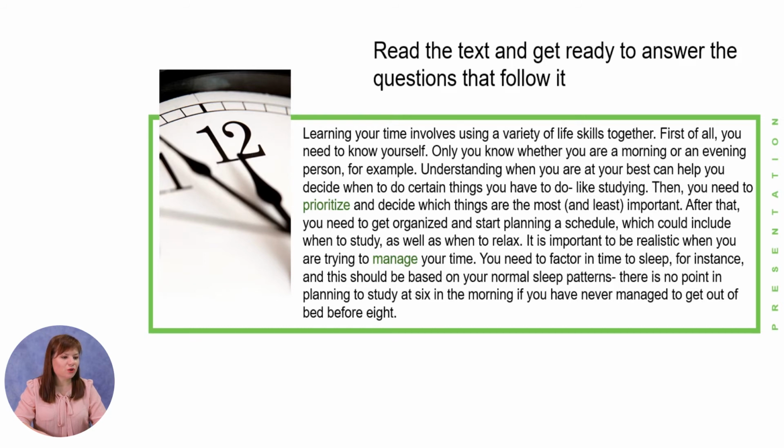Understanding when you are at your best can help you decide when to do certain things you have to do, like studying. Then you need to prioritize and decide which things are the most and least important. After that, you need to get organized and start planning a schedule which could include when to study as well as when to relax. It is important to be realistic when you are trying to manage your time. You need to factor in time to sleep, for instance, and this should be based on your normal sleep pattern.